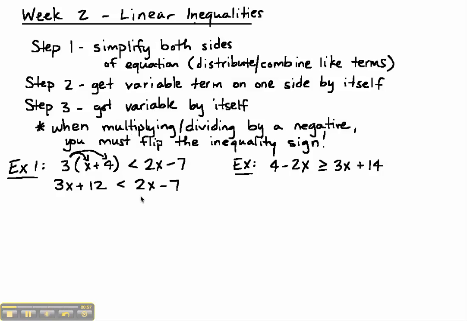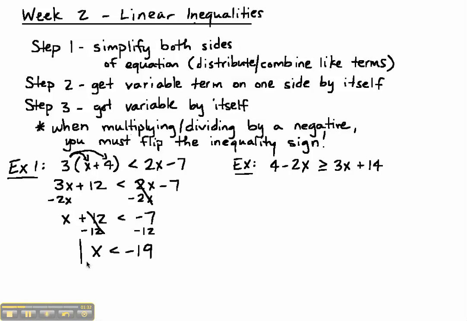And then on to step 2, we're trying to get the variable term on one side. I'm going to do that by subtracting 2x. That leaves us with 1x on the left-hand side. x is understood to be 1x. And then I've got x plus 12, so I need to subtract 12 on both sides to get the x term by itself, leaving me with x less than negative 19.